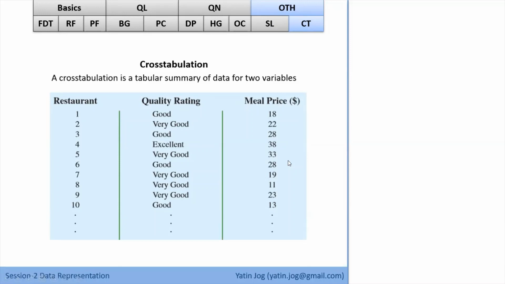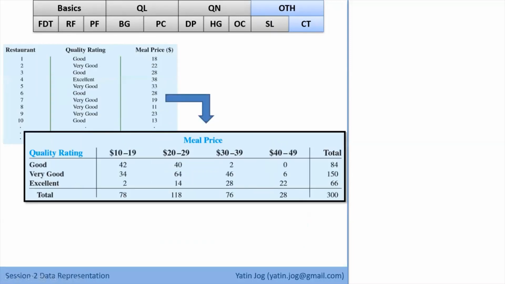Now I have to do analysis for these 300 restaurants based on the data which is collected. I can represent the same data in a tabular format. Because quality rating is an ordinal variable, I can represent it with labels: good, very good, and excellent. I cannot group them together. And meal price is currency, so I can create class intervals out of it because it is a quantitative variable. So in rows we have quality rating and in columns we have meal price.